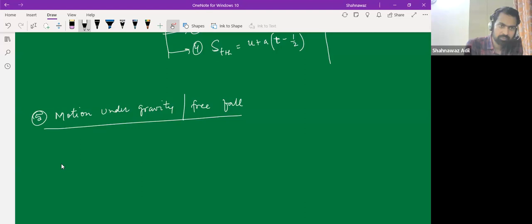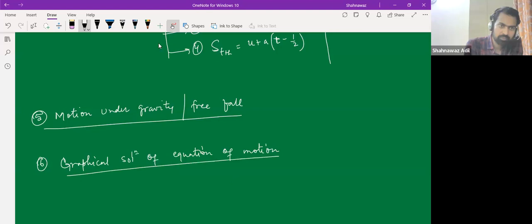the graphical solution of equations of motion. This we were doing, right? And we solved it. Yeah, my voice is lagging. So is this okay now?